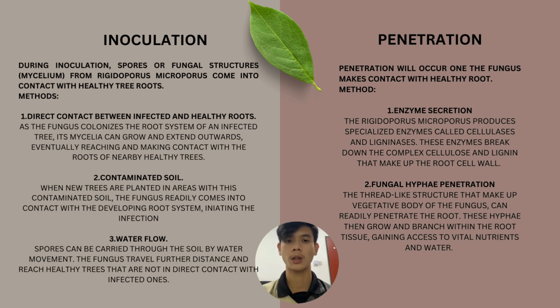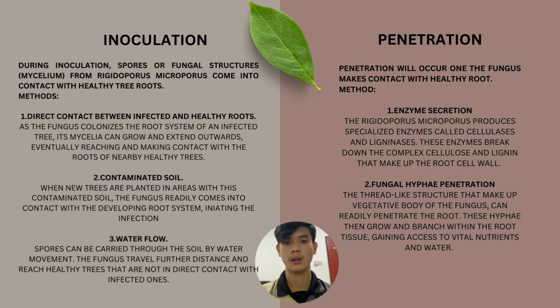The second one is contaminated soil. This will occur when new trees are planted in areas with this contaminated soil. The fungus readily comes into contact with the developing root systems and initiates the infection. And the third one is water flow. Spores can be carried through the soil by water movement. The fungus travels further distances and reaches healthy trees that are not in direct contact with the infected ones.